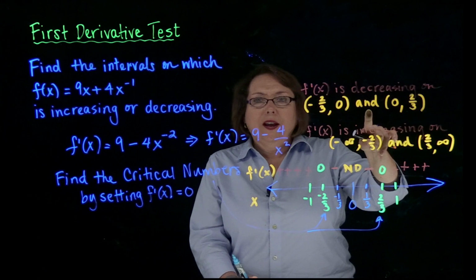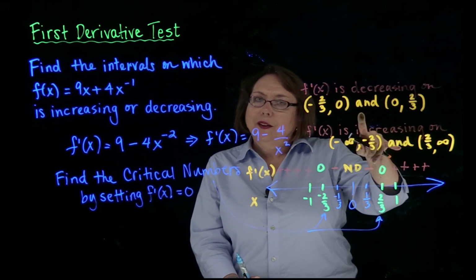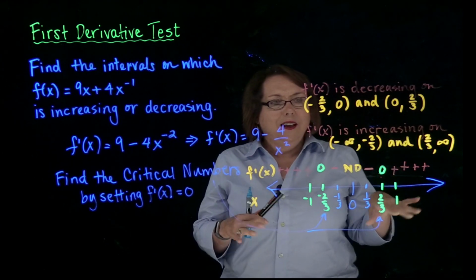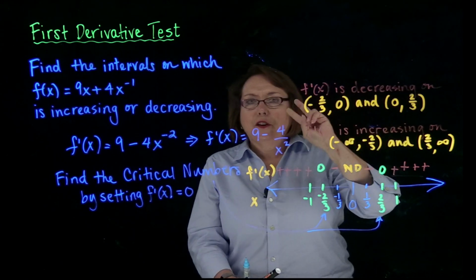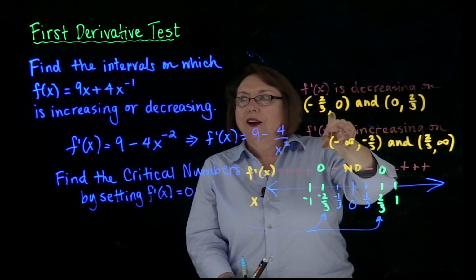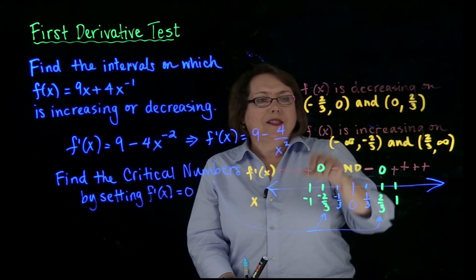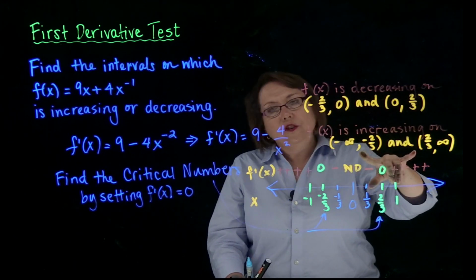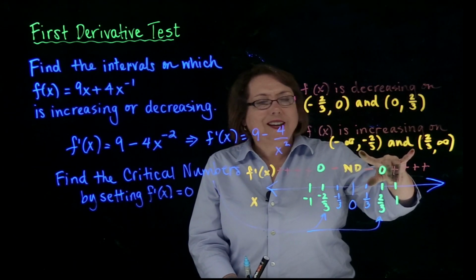We don't, by the way, use a union here, if you were thinking about that, because they are disjoint. We're just saying that there are two regions that this function is decreasing on. I should say the function, not the derivative. Let me remove those. And then there are two regions where the function is increasing.